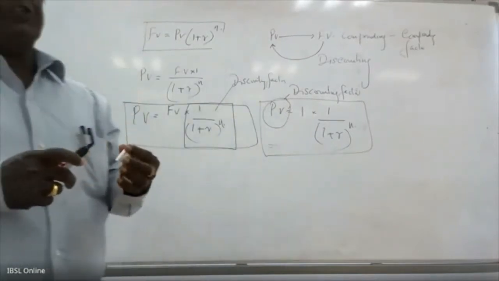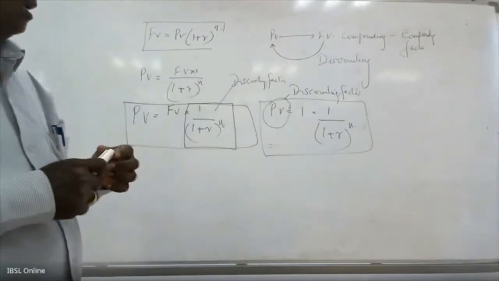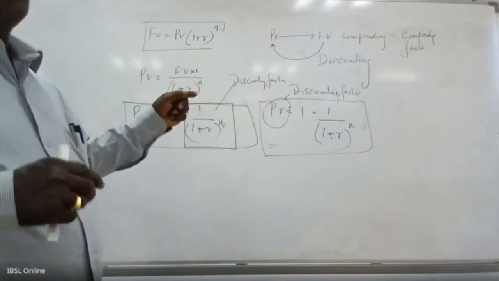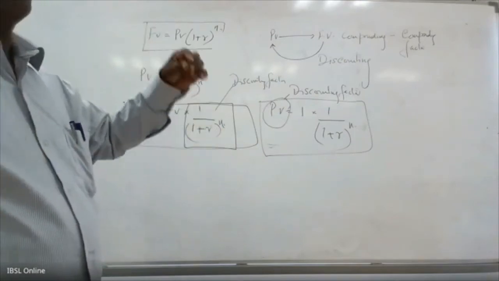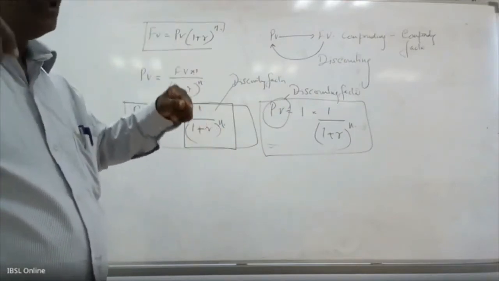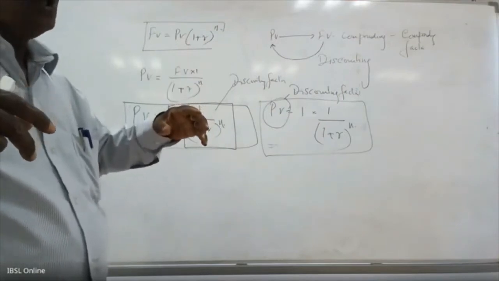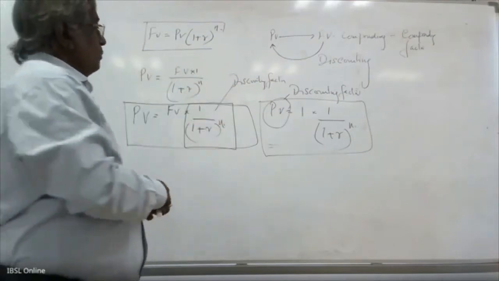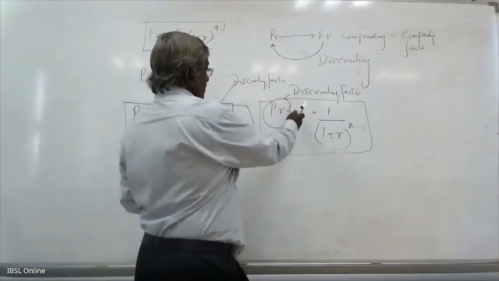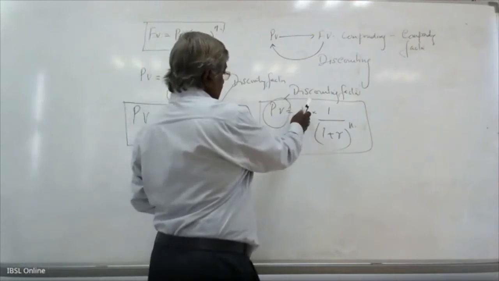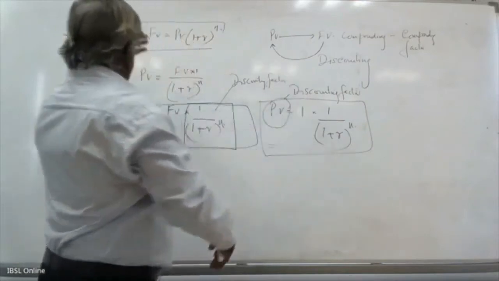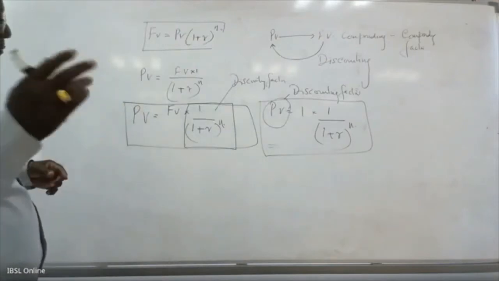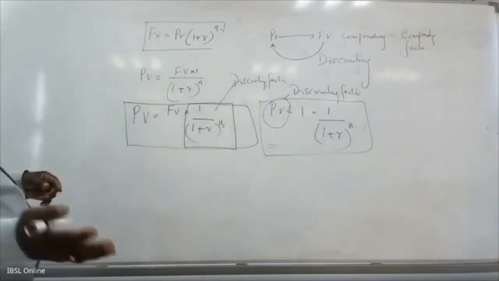When the future value is 1 rupee, the present value will change for different interest rates and different periods. That value of the present value is called the discounting factor. So this is the discounting factor, where the FV is 1. This is the formula we have developed for discounting. Discounting is the technique of converting future value into present value.